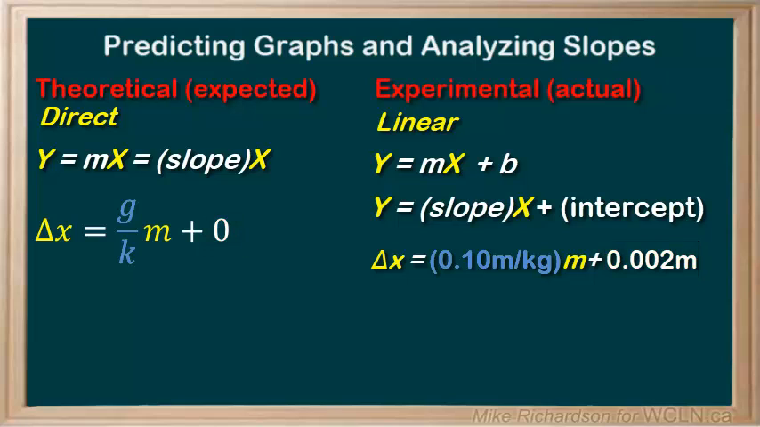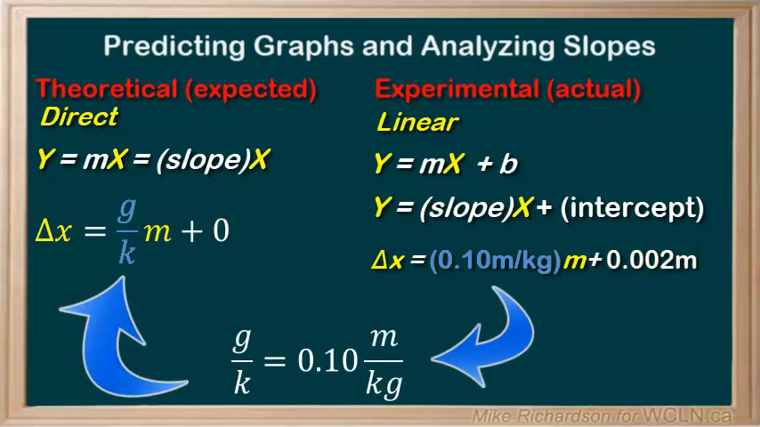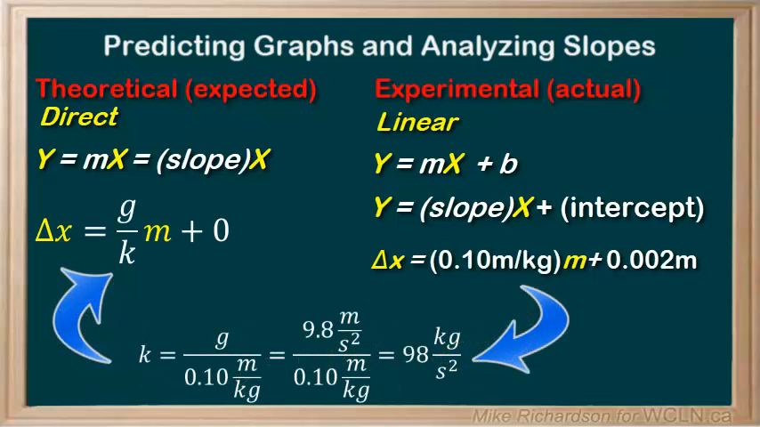Finally, since g over k is equal to 0.10 kilograms per meter, we could then easily calculate the value of the spring constant k, since we know that g is equal to 9.8 meters per second squared, assuming this experiment was done on Earth.